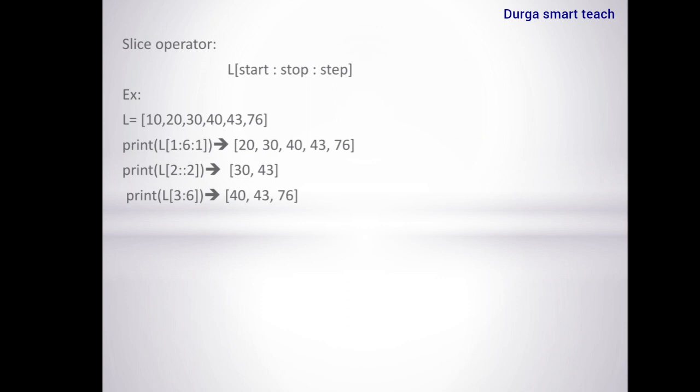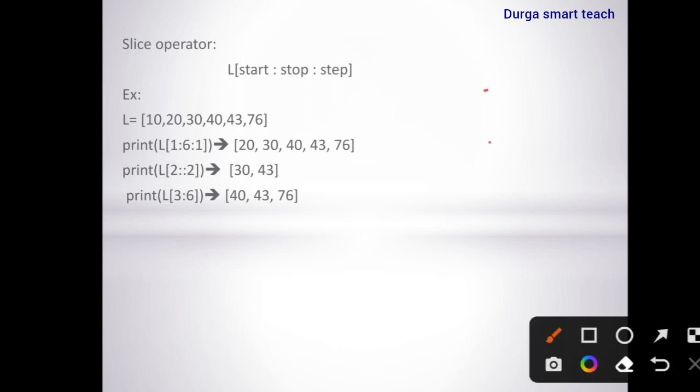Next, by using slice operator. This is the slice operator, colon is the slice operator. It will allow 3 attributes: start, stop, step. Start is used to indicate the starting of the index value. Stop is used to indicate ending of the index value, and step is used to increment the value.